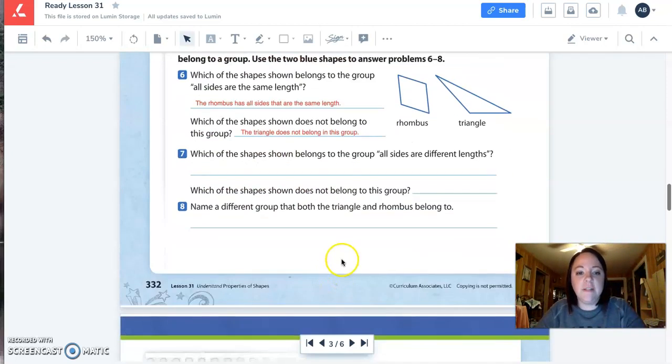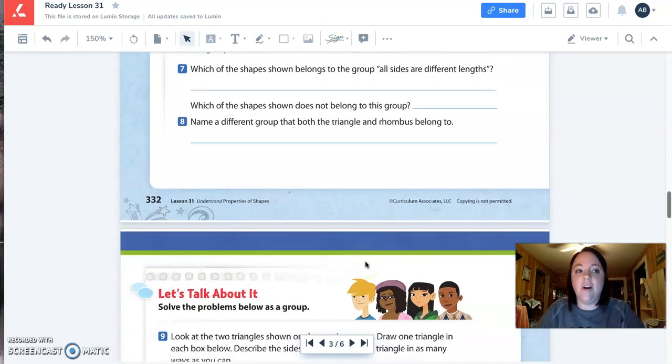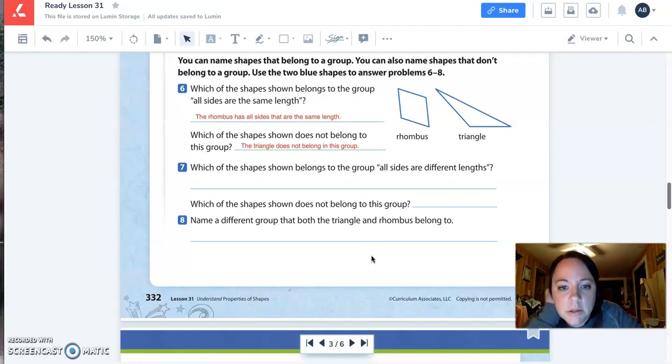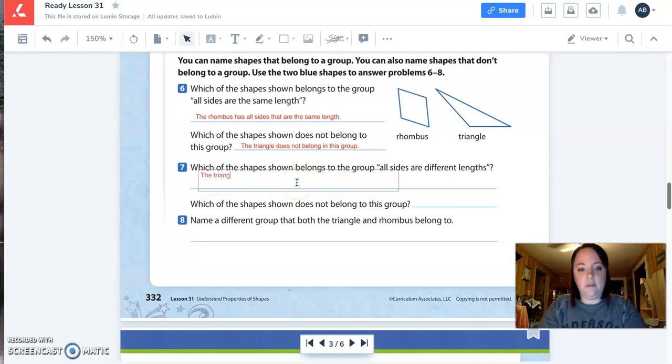Which of the shapes shown belongs to the group all sides are different lengths? Let's look again. All sides are different lengths. Well, let's look. If the rhombus has all sides that are the same, which one then has no sides the same? Well, we only have two options, so the rhombus isn't it, so it's got to be the triangle. So if we have to put in here, the triangle has different lengths, just like that.